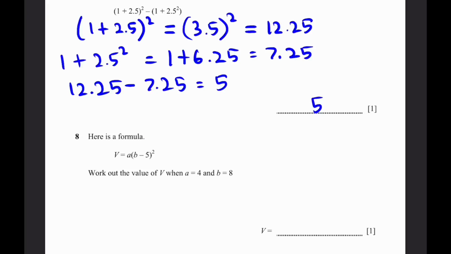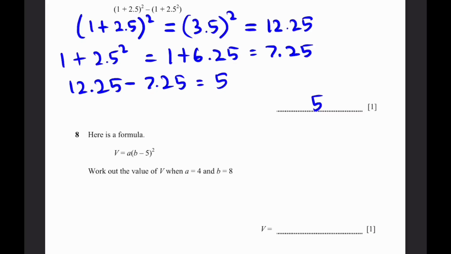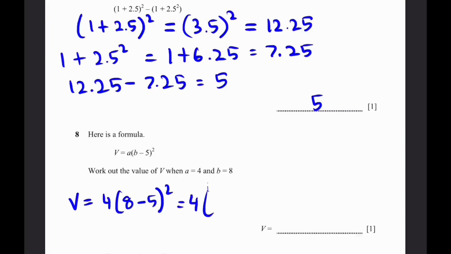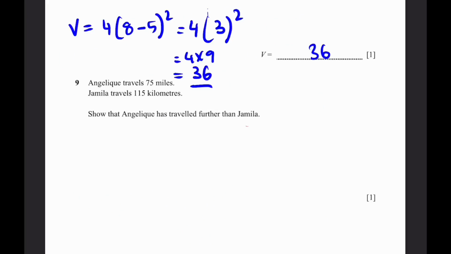Question 8. Here's a formula. V equals A into (B minus 5) the whole squared. Work out the value of V when A equals 4 and B equals 8. This is just a matter of substitution. V equals 4 into (8 minus 5) the whole squared, which is equal to 4 into 3 squared, which is 4 multiplied by 9, which is equal to 36. So V equals 36.